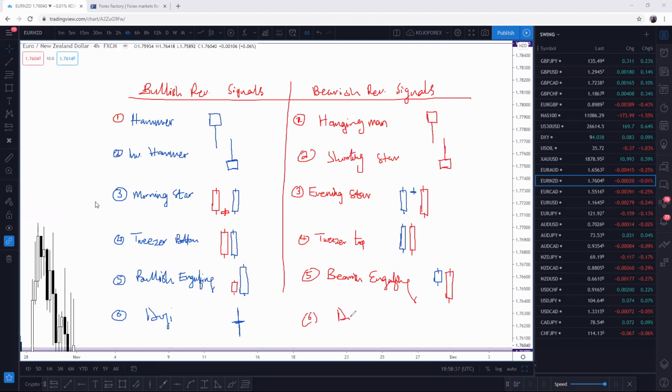And number 6, nothing changes here. It still remains a doji. Doji is still a doji. So you can find doji at the bullish reversal ranges or bearish reversal ranges. So yeah, these things should be the preamble predominantly for taking a trade after all your confirmations align, all your zones are set and everything.